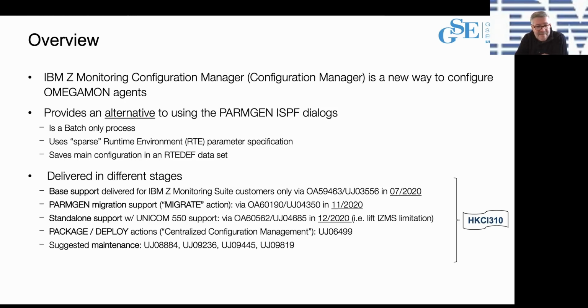And then a PTF came out, UJ06499, which brought in the package and deploy actions. And what that does is you can run a job and it will create 5 data sets with a DFSMS to package all the runtime data sets, which can then be easily transportable to another LPAR, and then you run the deploy to unpackage them. And there's a little bit of suggested maintenance as well.